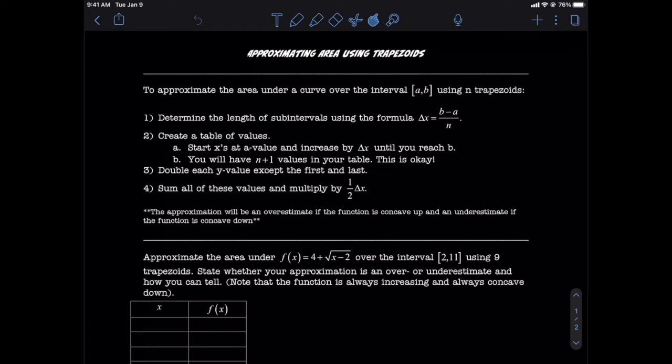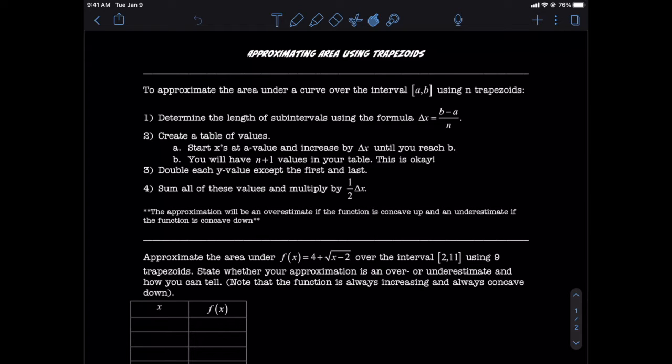Once you have your delta x, the next thing you're going to do is create a table of values. In this table, you're going to start your x values at a, and then you're going to increase by delta x until you reach b. And to make the rest of the table, of course, you're going to take each of those x values and plug them in to find the associated y values.